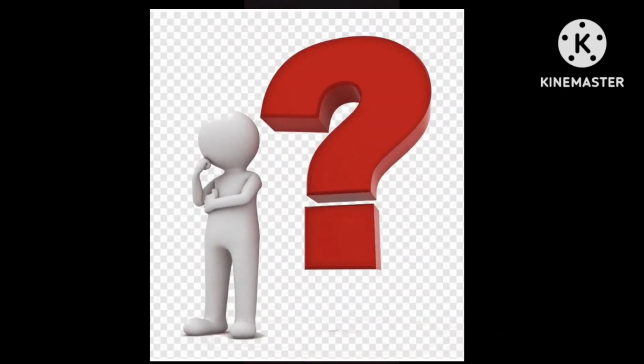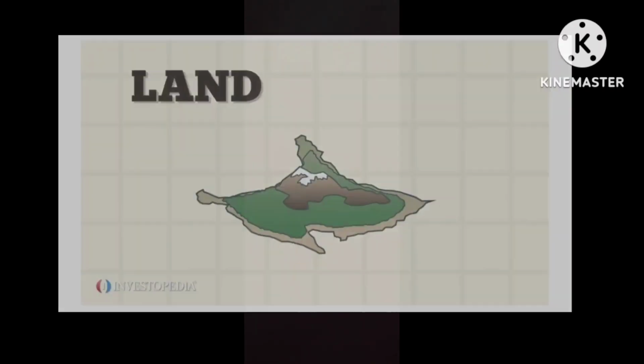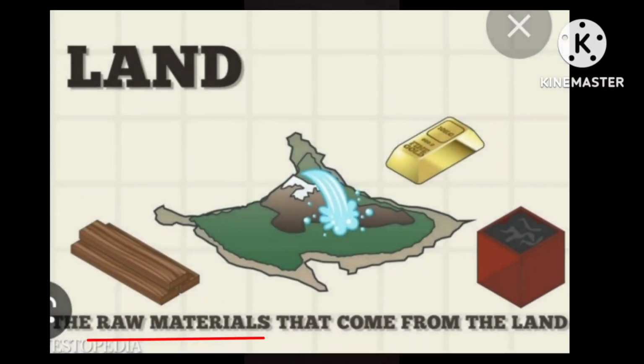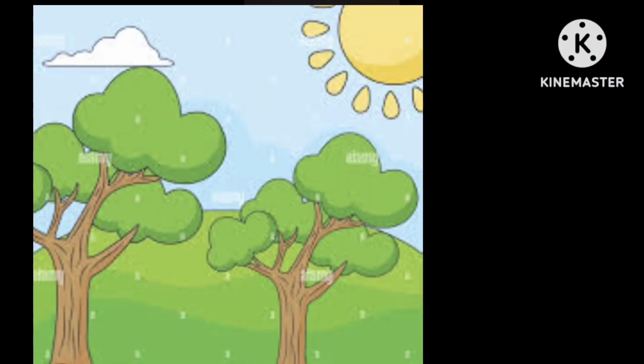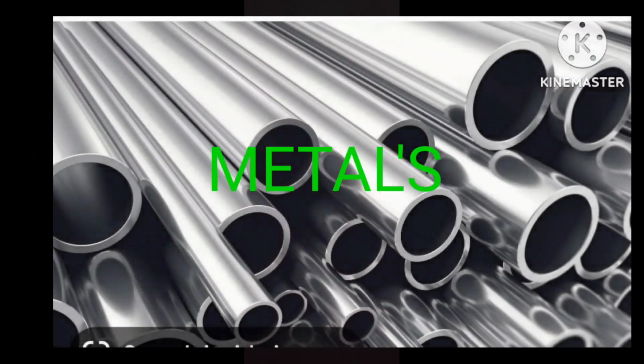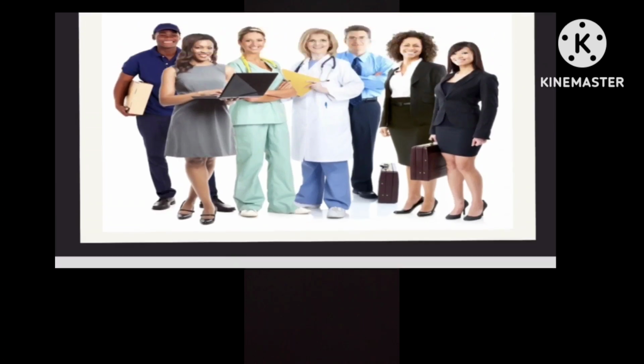Now, what is land? Land is a factor of production similar to labor as one of the crucial elements in creating goods and services. Examples: raw materials, oils, trees, and metal. Or, in other words, these are the natural resources. Labor.